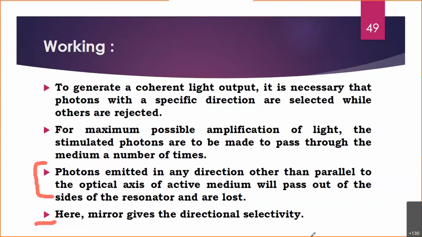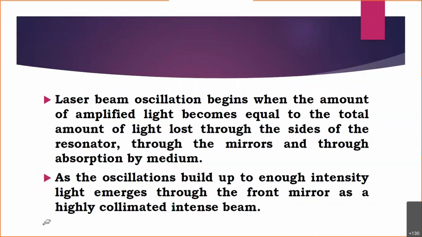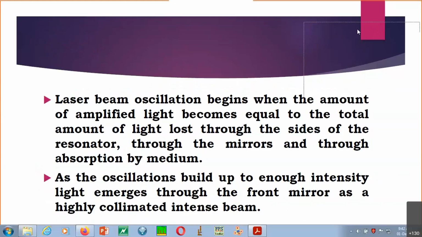Now coming to the next one. Here is the process again, second part. This laser beam oscillation begins when the amount of amplified light becomes equal to the total amount of light lost through the sides of the resonator, through the mirrors, and through the absorbing of the medium. As we have discussed in the requirement, I told you about optical gains: you can take out the signal from the optical resonator only when your optical gains are more compared to the optical losses.